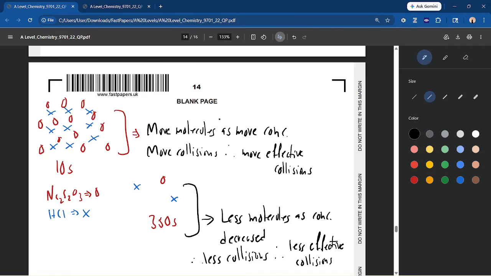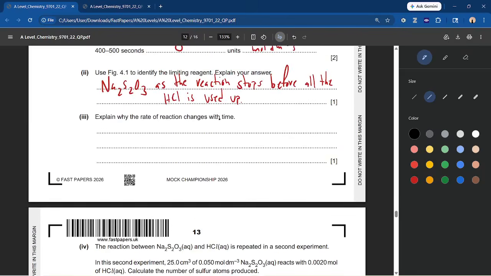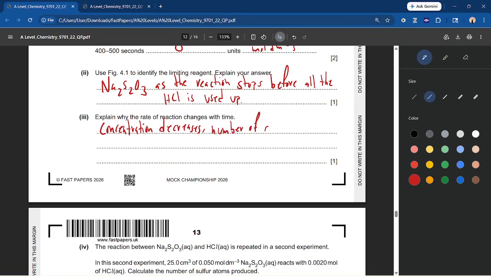Very simple. So in our explanation over here, we're going to write that concentration decreases, therefore the number of effective collisions decreases. Effective collisions decrease.